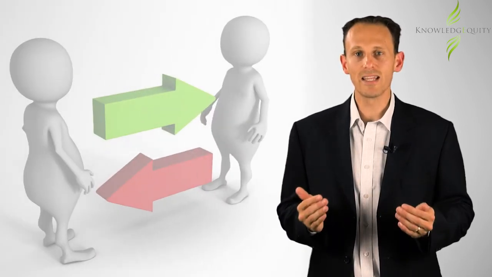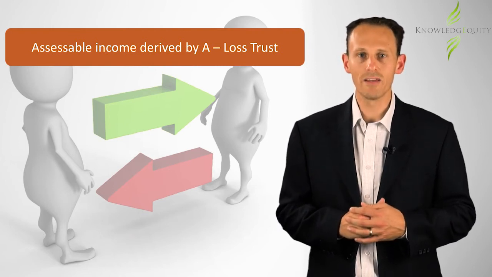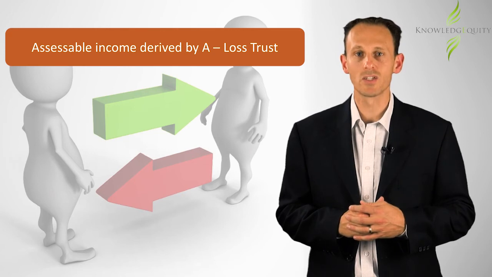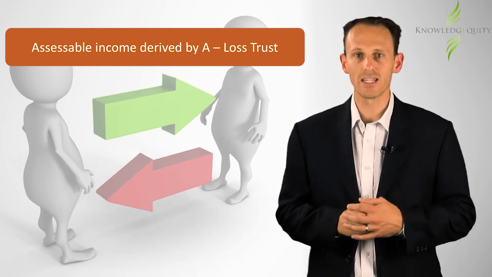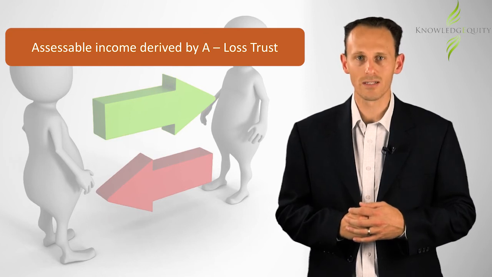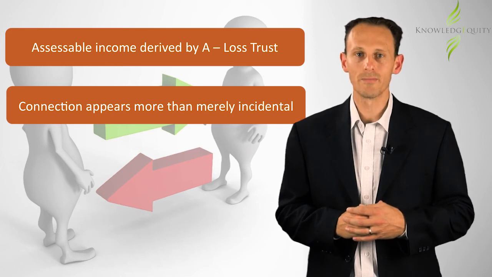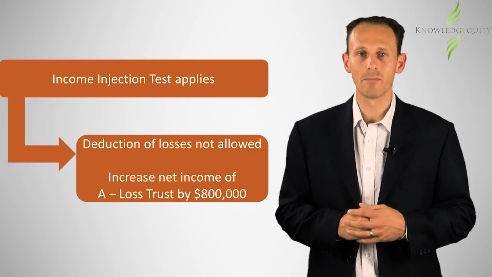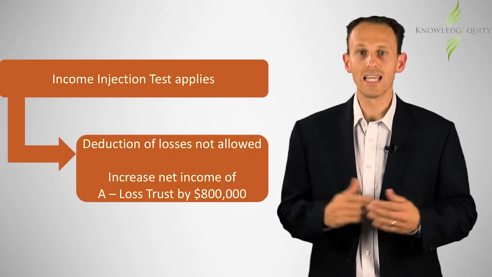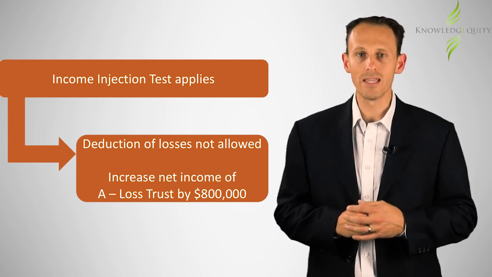Consequently, it appears that the assessable income was derived by the A Loss Trust, and the benefits were provided by the two trusts to each other, wholly or partly because of the prior year loss deductions in the A Loss Trust, and the connection would appear to be more than merely incidental. In this case, the income injection test would operate to increase the net income of the A Loss Trust to equal the amount of the net income allocation from the B Income Trust.